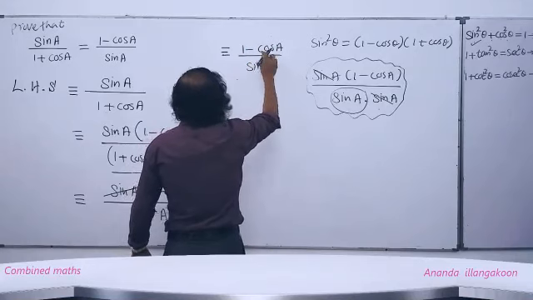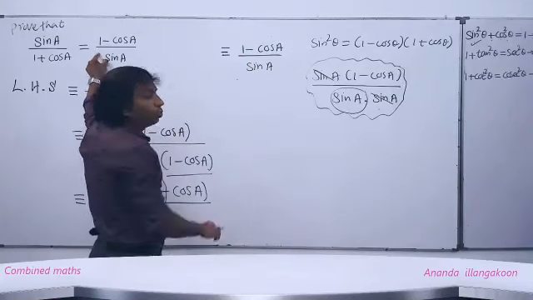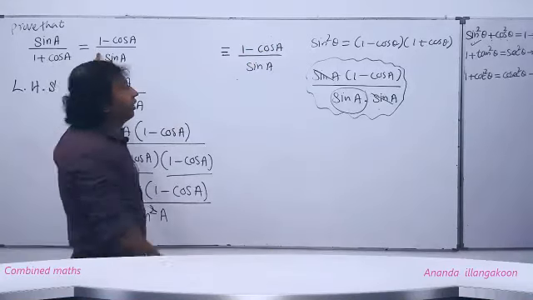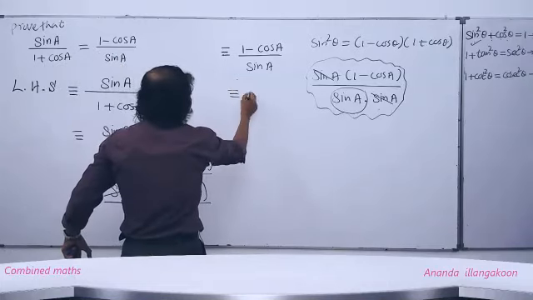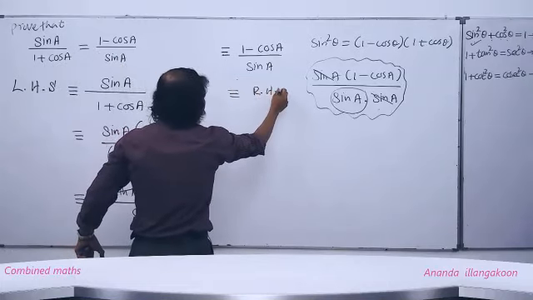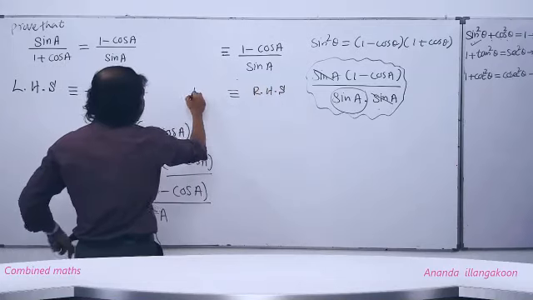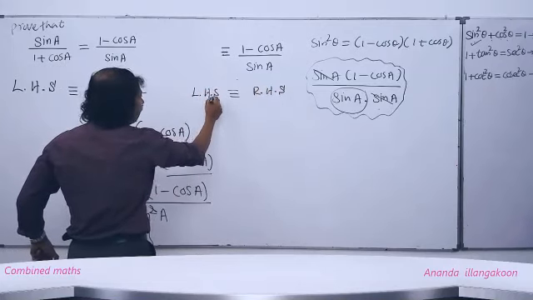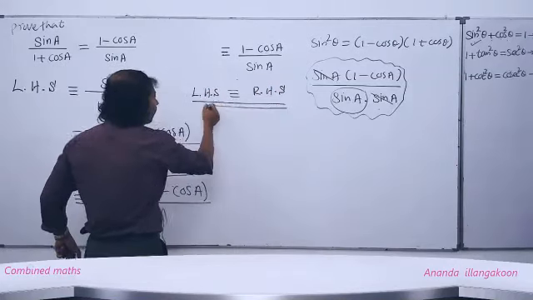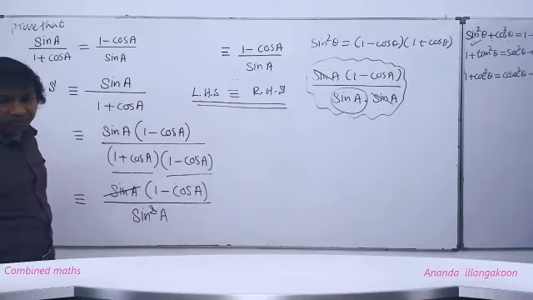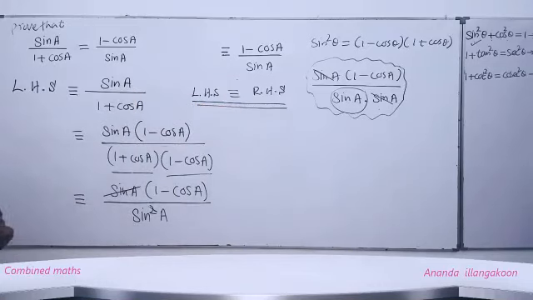What is this really? It is the one we need to show. It is the right hand side. So we started from the left hand side. Now we came to the right hand side. Therefore, left hand side is equal to right hand side. This is how we take that.